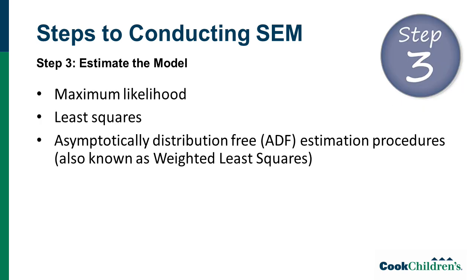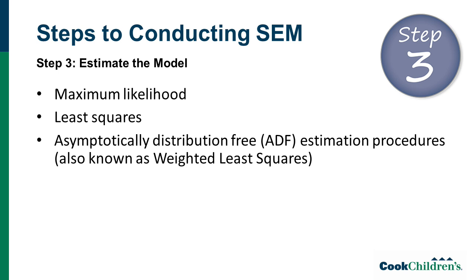Short and sweet. In the third step, we're going to estimate the model. There are many estimation procedures available to test models. Maximum likelihood is set as the default in most of the SEM software. And maximum likelihood is an iterative process that estimates the extent to which the model predicts the values of the sample covariance matrix, with values closer to 0 indicating a better fit.